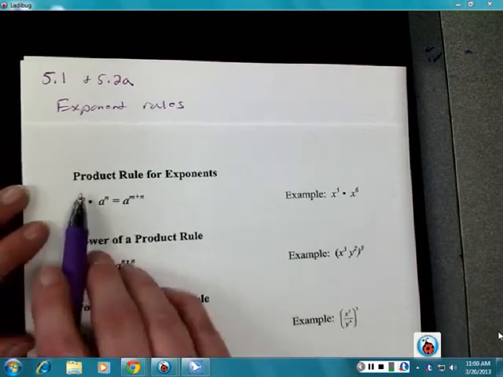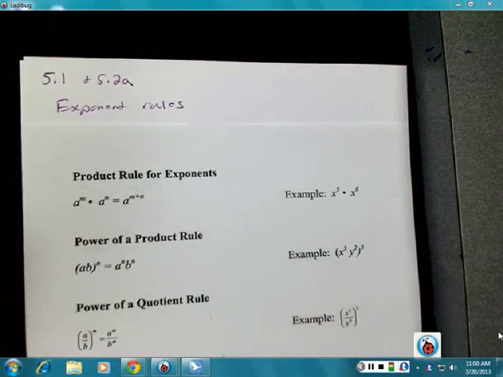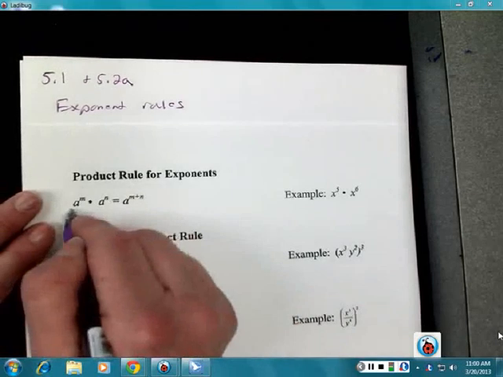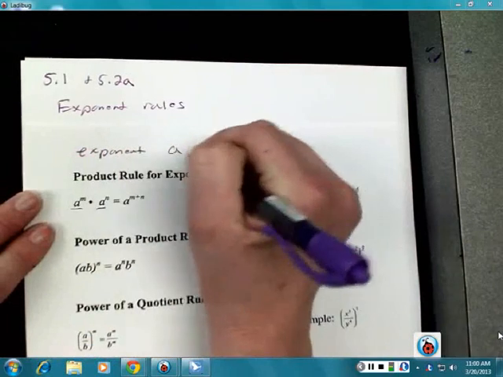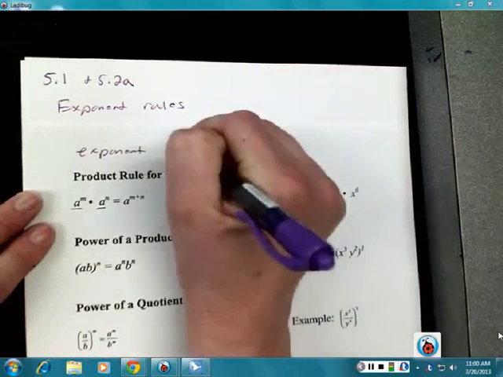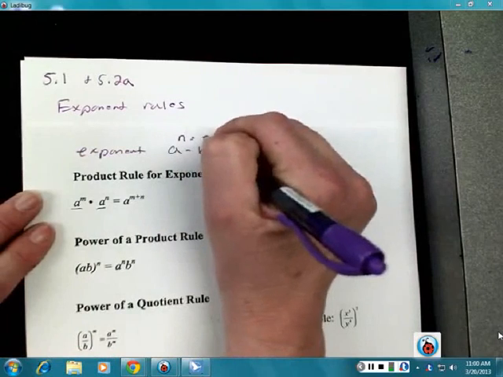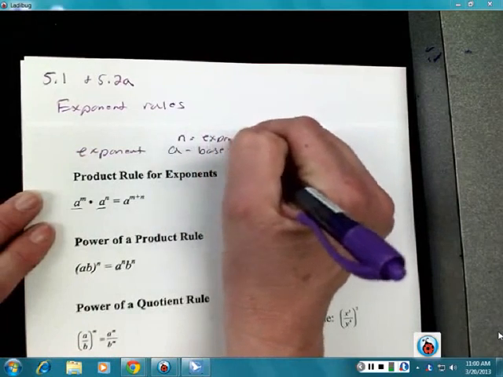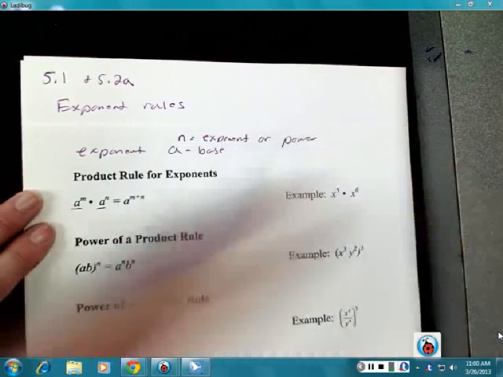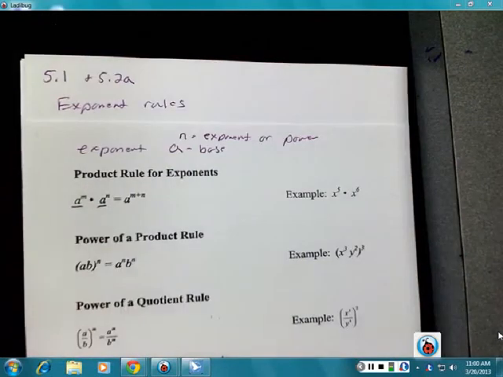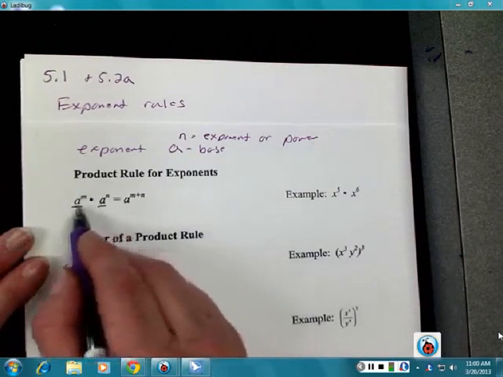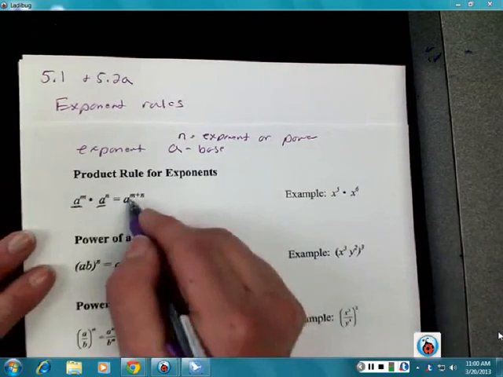But anyway, the product rule of exponents states that if I have like bases, so in an exponent you have a base, and up above you have a number, and that number is considered to be the exponent or the power. But my product rule of exponents states if my bases are the same, I can take my exponents and just add those together.